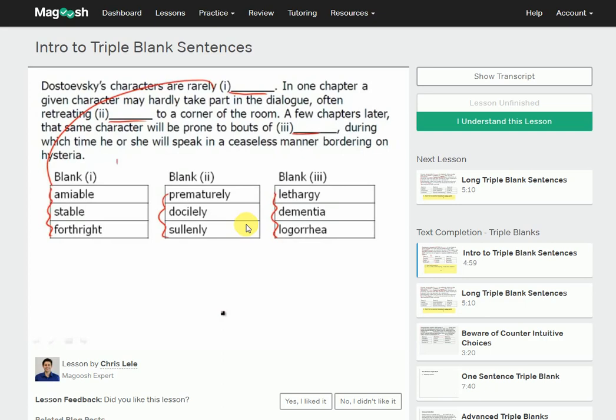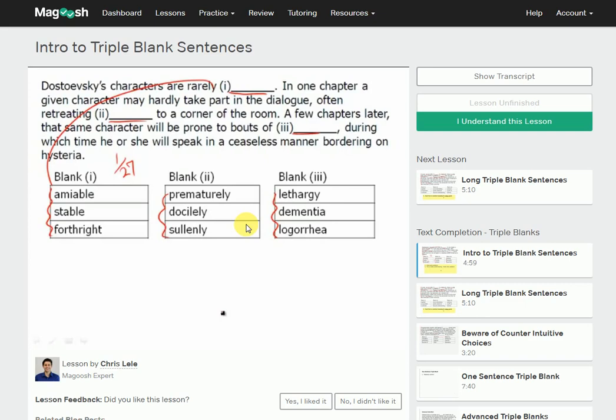If you do the math, that ends up actually being a 1 out of 27 chance of guessing correctly. So don't bet on basically guessing correctly. So I'm going to teach you in this module the basics so you can go through these three blank text completions and not have to guess, but get them correct.